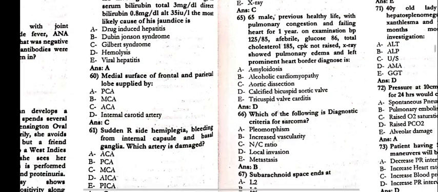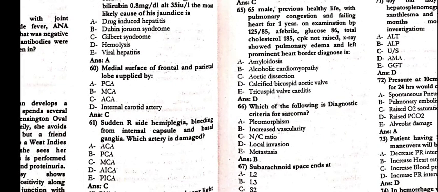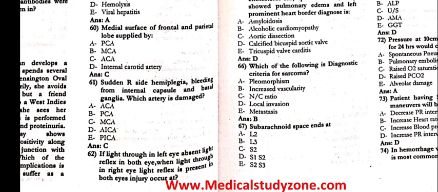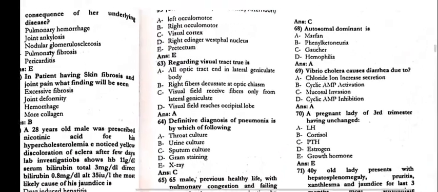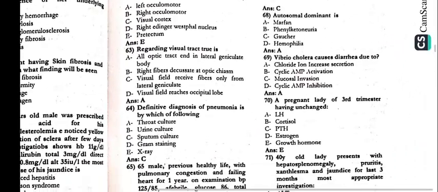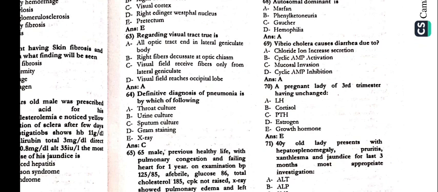Next, the medial surface of the frontal and the parietal lobe is supplied by the ACA. Next, sudden right side hemiplegia, bleeding from the internal capsule in the basal ganglia, which artery is damaged, that is the MCA. If light is thrown in the left eye, absent light reflex in both eyes. When light is shone in the right eye, reflex is present in both eyes. Injury is at the level of the pretectum regarding the visual tract. True is all optic nerve and the lateral geniculate body.